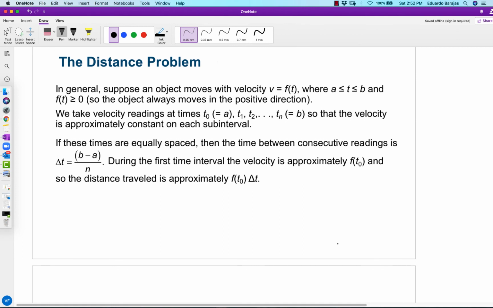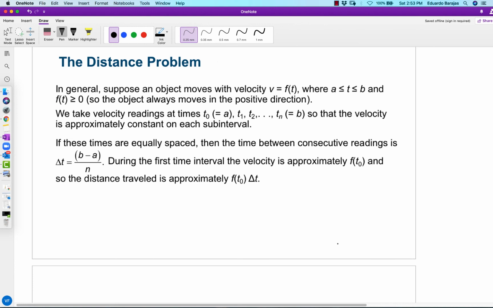So in general, suppose an object moves with velocity v equal to f of t, where t is a value between a and b, and f of t is greater than or equal to 0. So the object always moves in a positive direction. We take velocity readings at timestamps t sub 0 equal to a, t sub 1, t sub 2, all the way out to t sub n, which equals b, so that the velocity is approximately constant on each subinterval. If these times are equally spaced, then the time between consecutive readings is delta t equals b minus a over n.